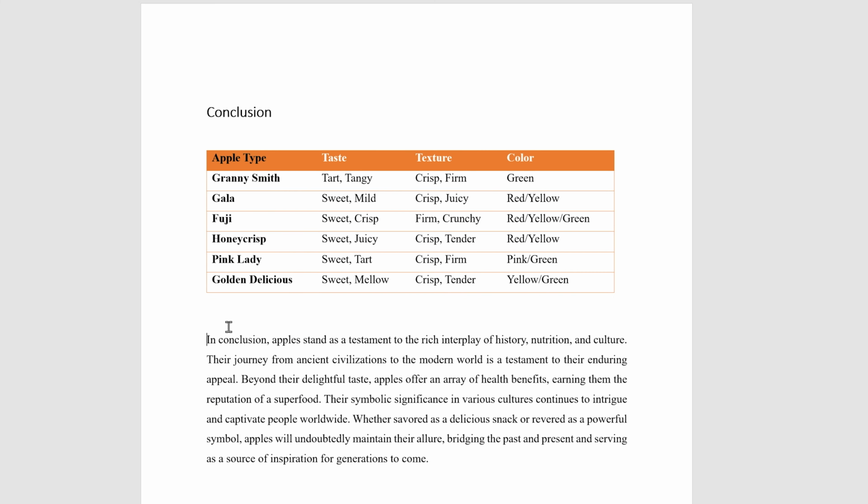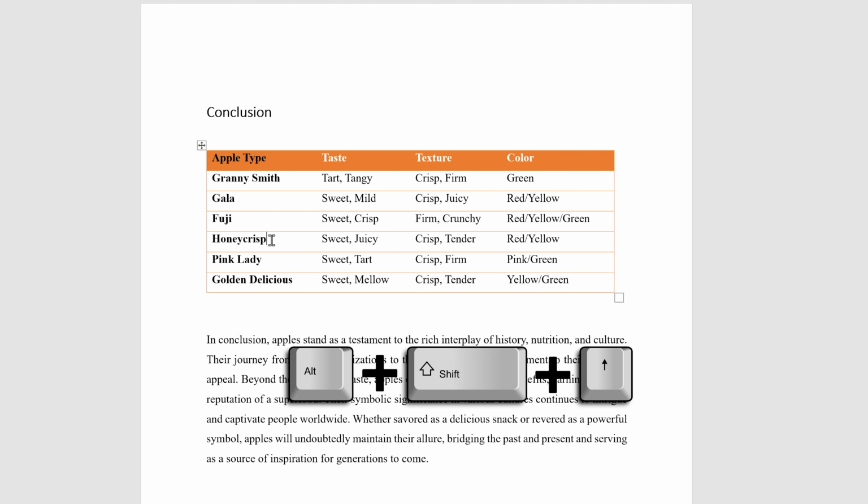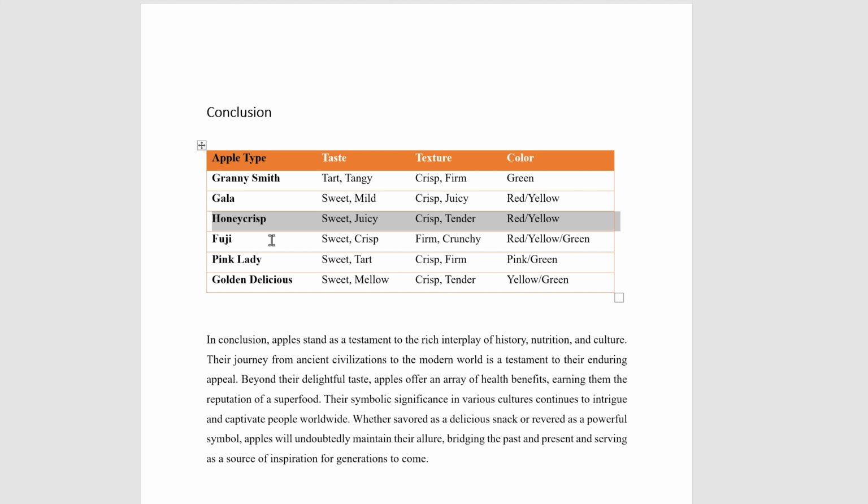To move rows around in a few steps, click into a row in a table, then press Alt and Shift, then the up arrow to move it up. To move it down, press the down arrow.